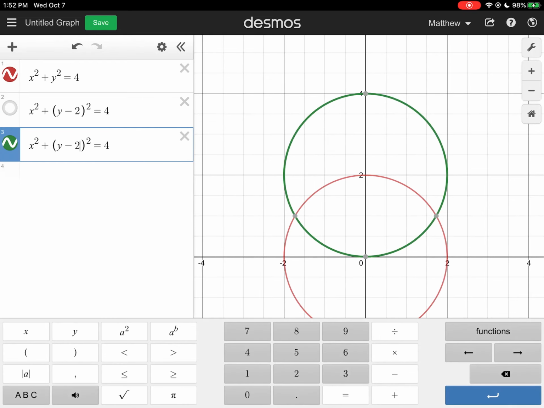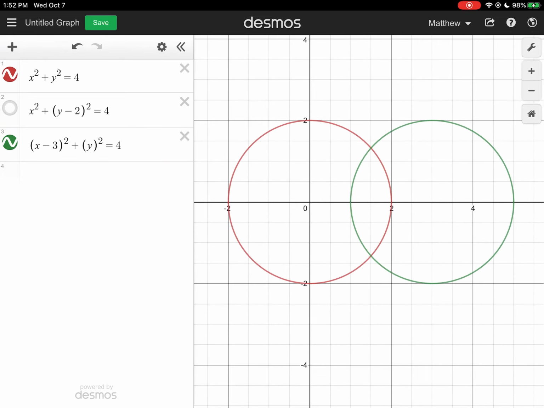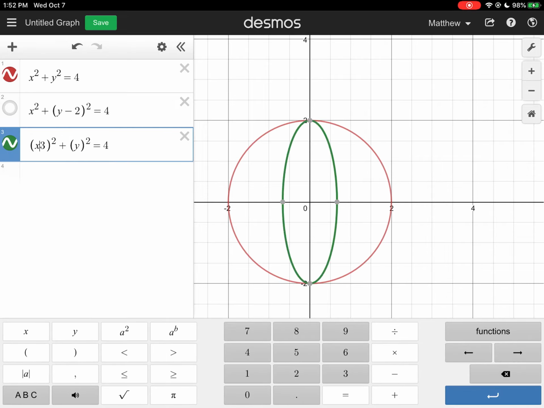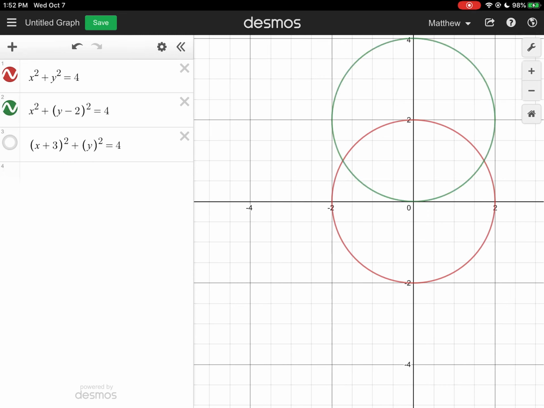If you want to move circles left and right, then leave y, replace x. If you do x minus a number, like x minus 3, it's going to shift the circle to the right 3. If you want to shift a circle to the left, then do x plus. So the one that we want definitely, though, is this one right here.